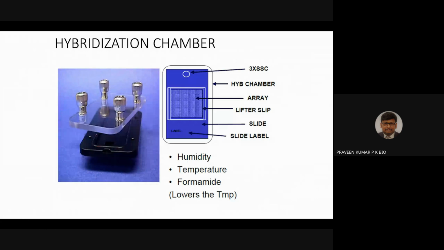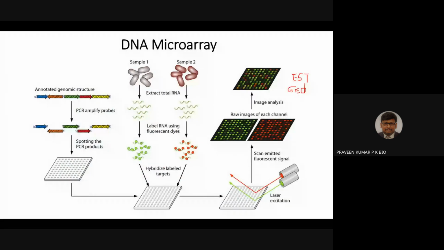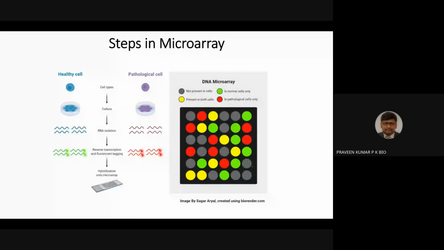Now, how does a hybridization chamber look like? In this hybridization chamber, you place a microarray inside, and you have to maintain humidity, temperature, and formamide for hybridizing one RNA with another RNA. This chamber is also used to hybridize DNA and RNA, a single-stranded DNA with RNA. But in our case, we generally use RNA of the disease and RNA of the healthy, and then you finally estimate the analysis from the colored spots.